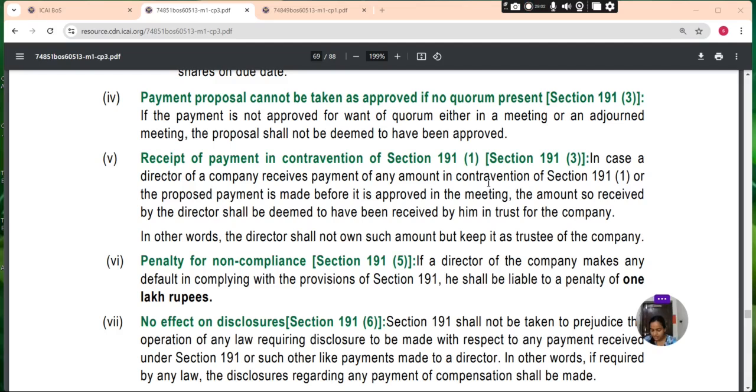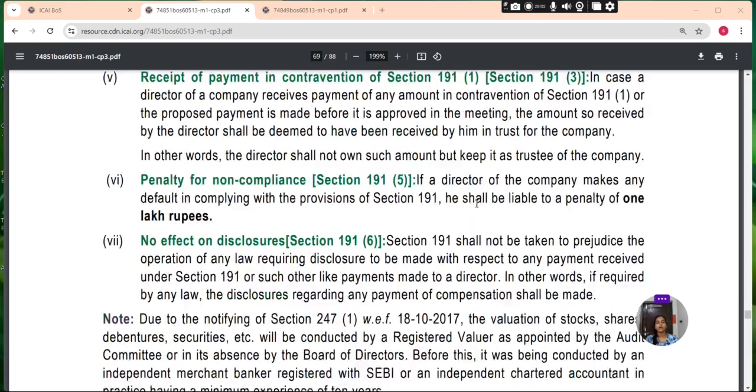The amounts so received by the director shall be deemed to have been received by him in trust for the company. In other words, the director shall not own such amount but keep it as a trustee of the company. What will be the penalty for non-compliance if a director of the company makes any default in complying with the provision of Section 191? He shall be liable to a penalty of 1 lakh. तो वो किस liable होगा for the penalty of 1 lakh.